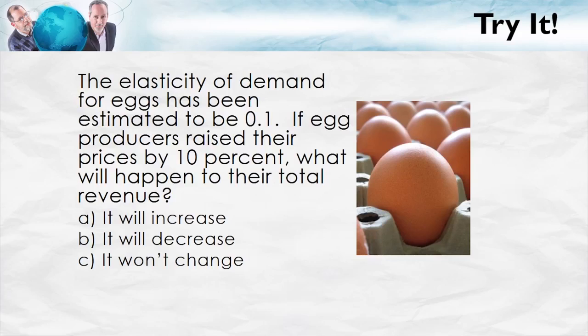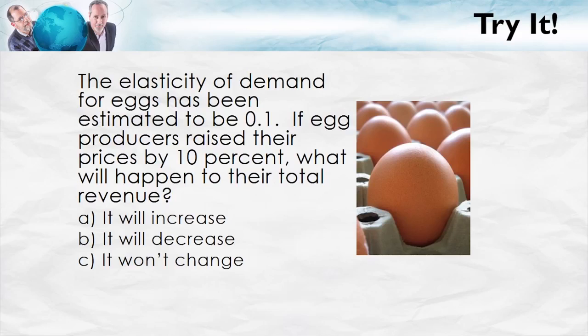Here's a quick practice question. The elasticity of demand for eggs has been estimated to be 0.1. If egg producers raise their prices by 10%, what will happen to their total revenues? Increase, decrease, or it won't change?